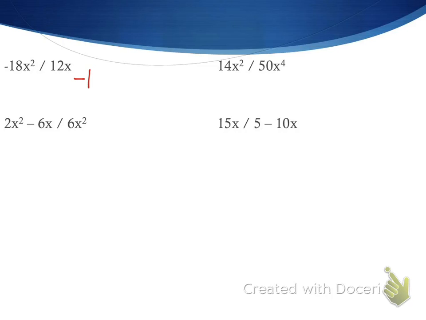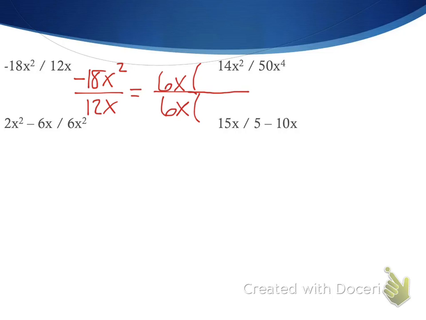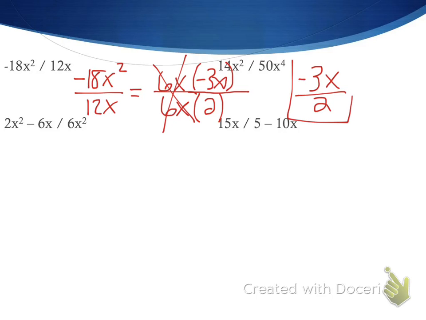With this first one, we got negative 18x squared over 12x. This one is kind of different because I'm going to find the greatest common factor of the top and bottom, only because they're monomials on the top and bottom. So I'm going to factor out 6x, which is the greatest common factor. I'm going to take it out of the top and the bottom. So I take that out, I get negative 3x on the top, and I get 2 on the bottom. The 6x's are both being multiplied by something, so I get negative 3x divided by 2.